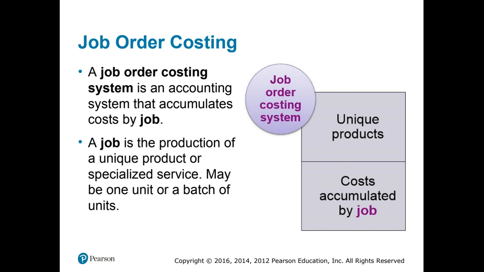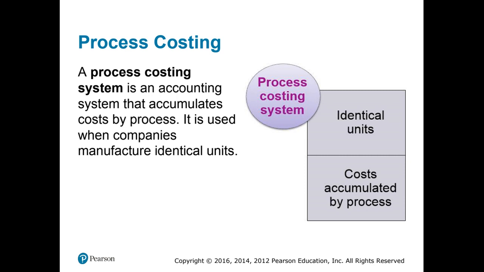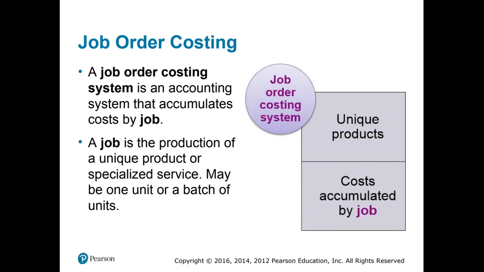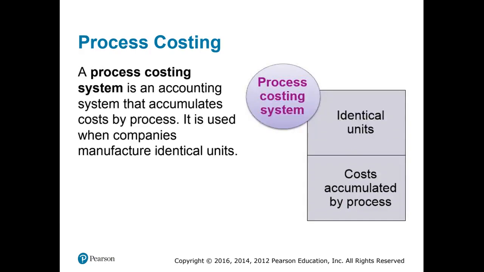So it's not a unique product. But just to give you an idea of the two, these are more unique. And when it's more unique, normally we use job order costing. When it's identical, you could think you could set it on an assembly line, so to speak. That's more of a process costing.